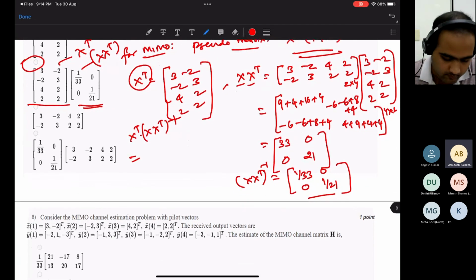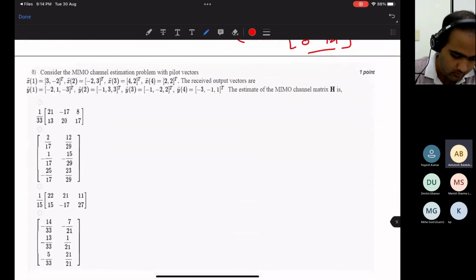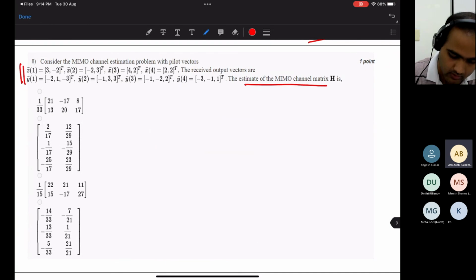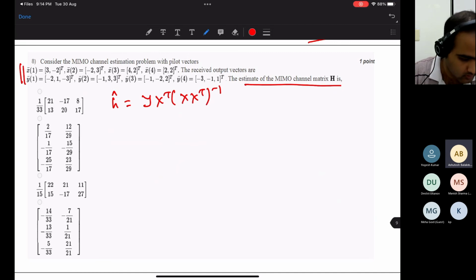Doubt? We move ahead. Question 8. We still have the same problem as above, and they have asked what is the estimate of the channel matrix. The estimate is y multiplied with x transpose, x transpose inverse. So let's multiply it.